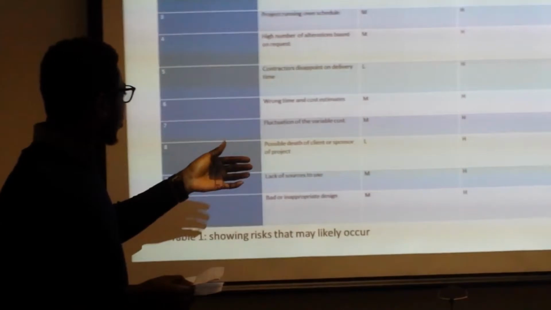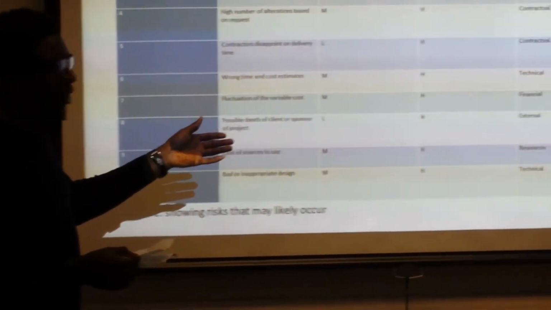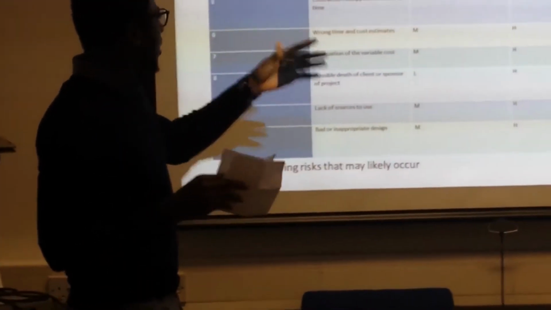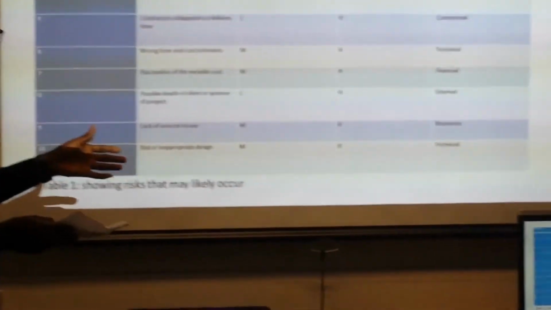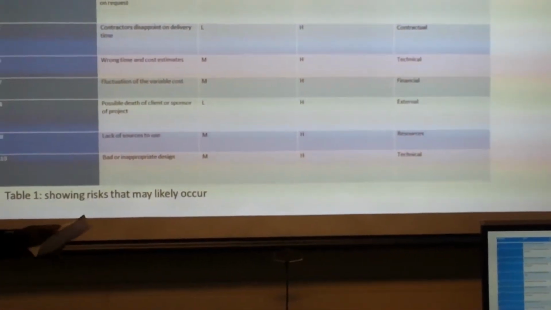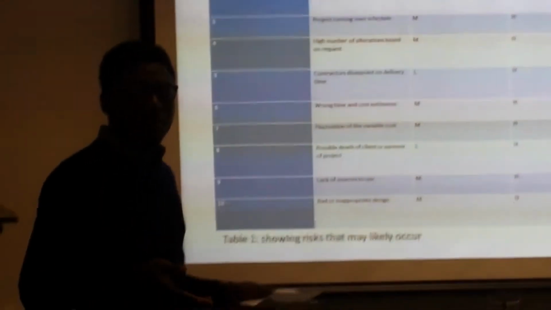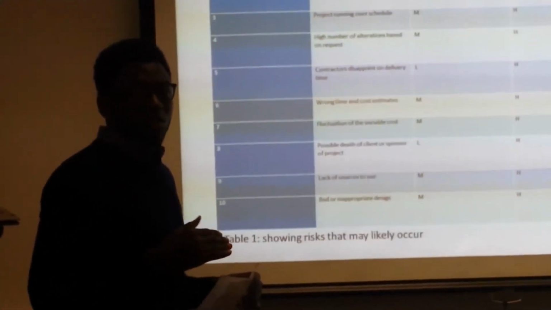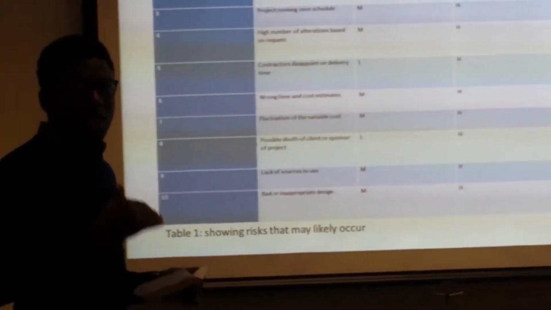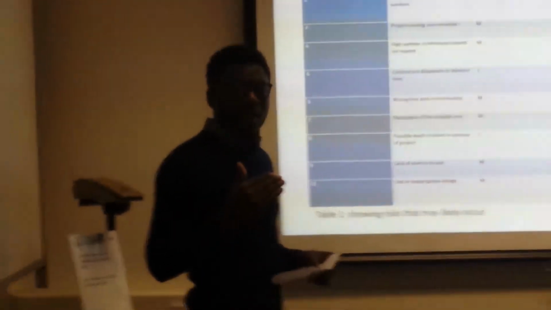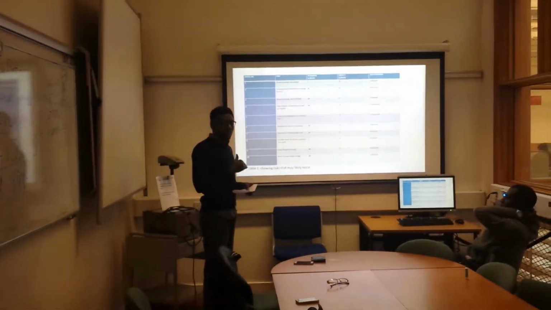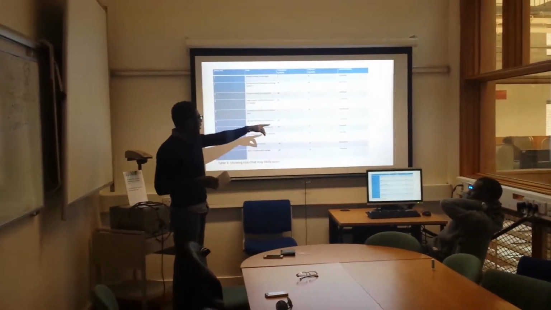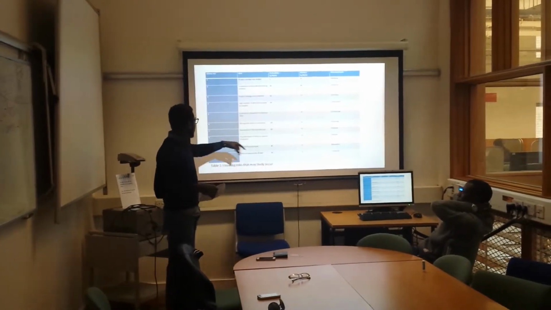Fluctuation of the variable cost. Probability of this happening, medium. Impact, high. Why is it so? From time to time, goods and services in the market fluctuate. Either it goes high or goes low. So depending on the time of your project, if the goods and services in the market at that time are very high, it will have a negative impact on the business, and so a high impact on the project.